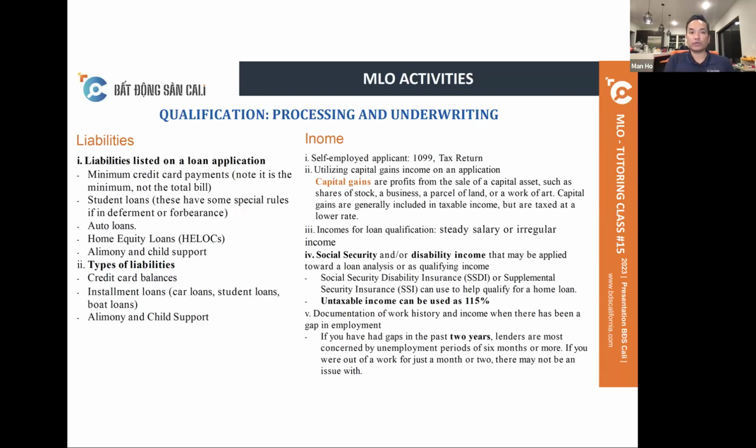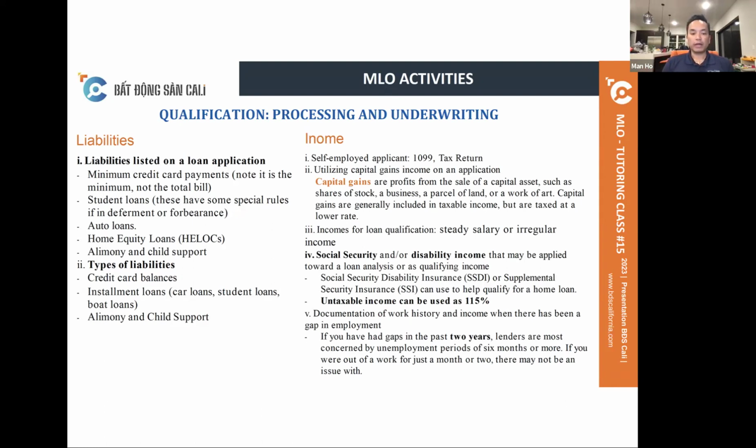They may have to average out your total income for the 2 years. They add everything up for 2 years and divide that by 24 months to get a monthly income. However, it's going to be a concern for the lenders if you take unemployment or you don't get a paycheck for 6 months or more.